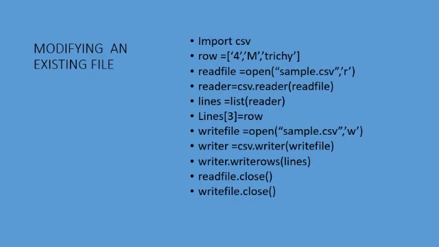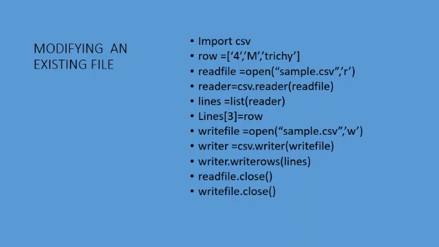Next, read file equal to open of sample.csv in read mode. The open function will open sample.csv in read mode, and that is stored in read file. Next, reader equal to csv.reader of read file. What will happen here? Read file contains data that is read by csv.reader. It is stored in reader. Now reader has the data.